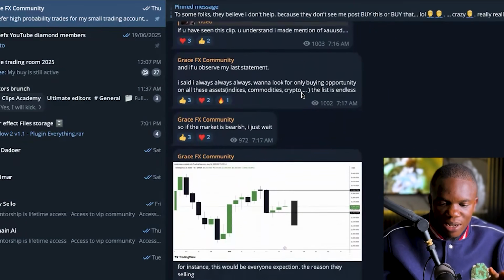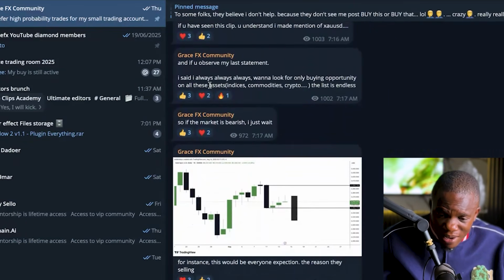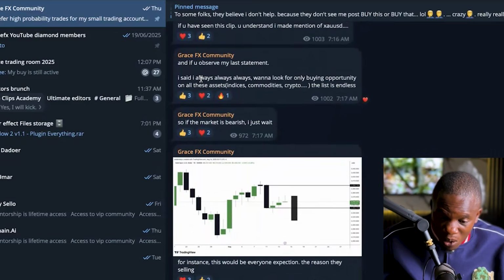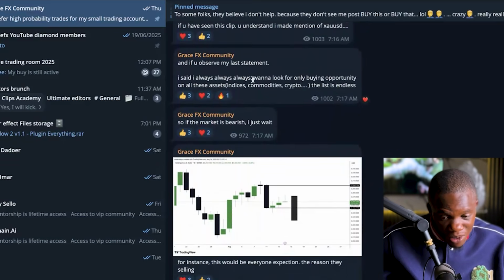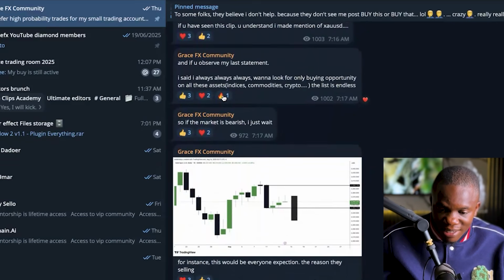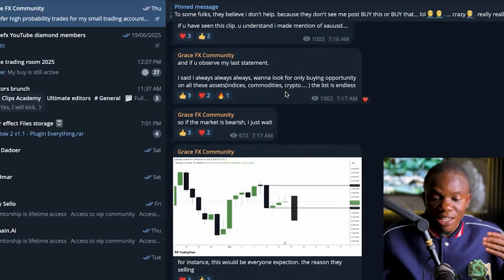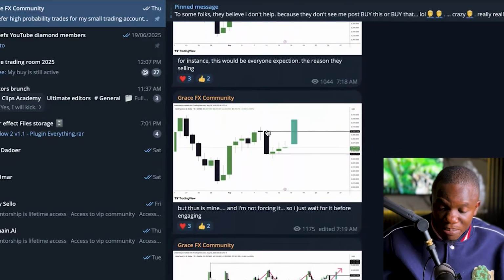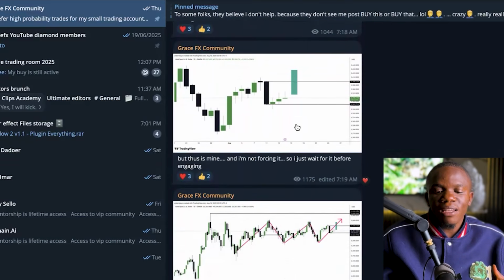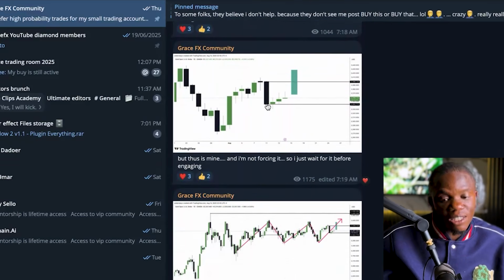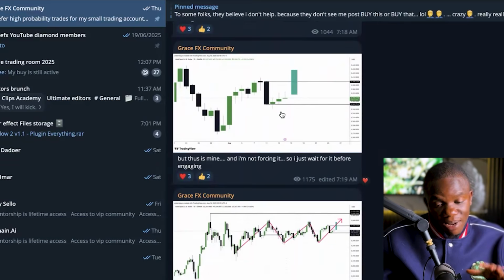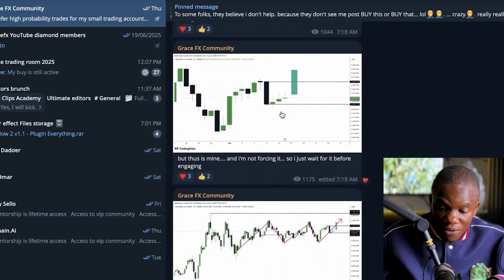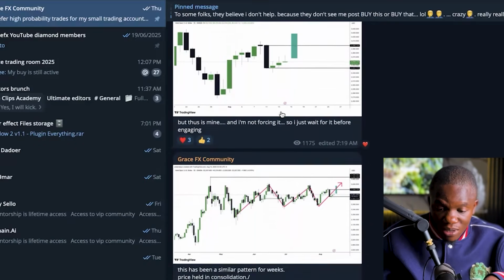And following my post, you observe how many times I make use of the word always. I always want to look for only buying opportunity on all these assets. And this is a commodity. XAUUSD is a commodity. Now take a look at the plan. I said, okay, since the market has been bearish, all I want is to let them give me buying opportunity, which means for this couple of days that the market is bearish, I'm going to stay off. Let it just give me buying opportunity, or I just allow sellers to have their time, enjoy their time.